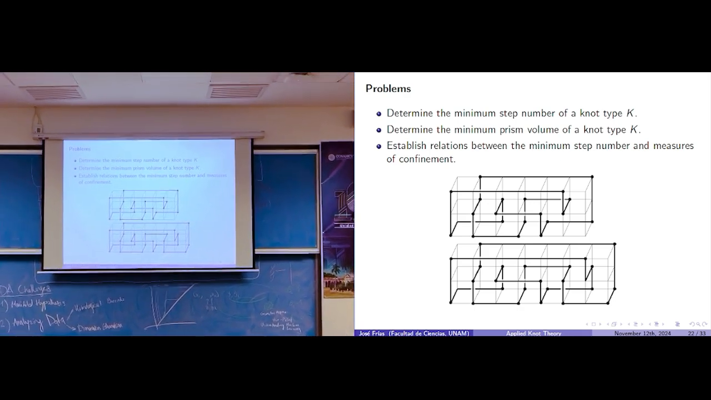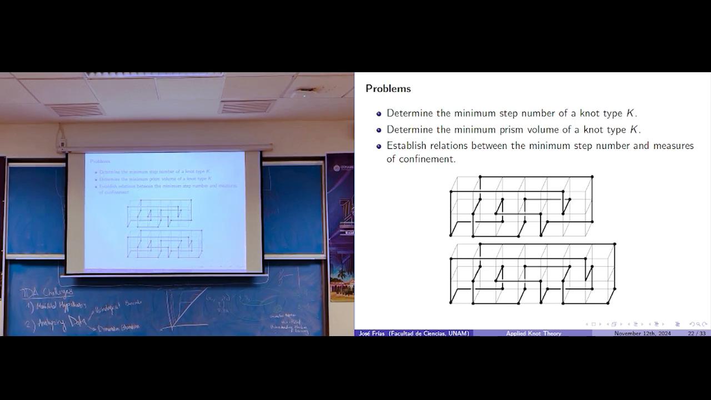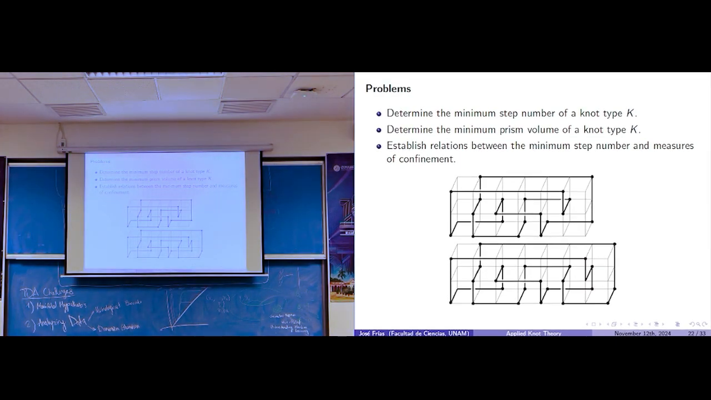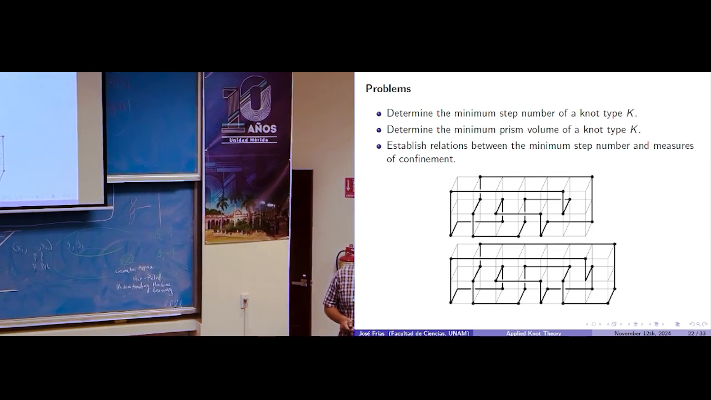For this representation of knots, we want to determine the minimum step number of a knot type K. We also want to determine the minimum Prince volume of a knot type K, and also if there exists a relation between these two invariants. In particular, I'm interested in determining this number for torus knots. So that's the first application.